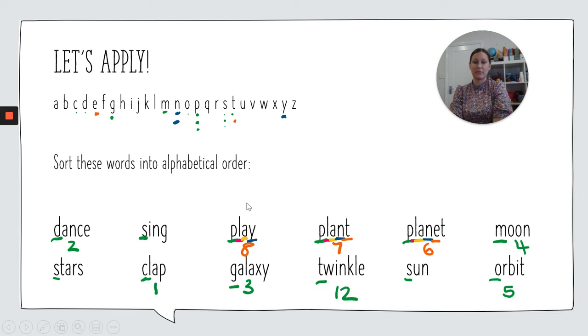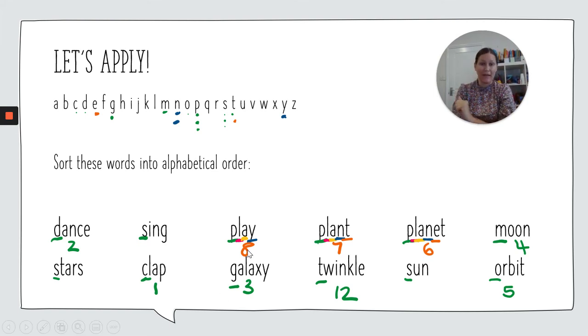Okay, now I'm going to look at these 3, my words starting with P: play, plant, and planet. I've done the second letter in red, L, L, L, all the same. Third letter in yellow, A, all the same. Fourth letter in blue, Y, N, N. So I've decided to put my N's and my Y's down. I can see that Y is after N, so that means that P-L-A-Y is going to be the last of those. Remember, we were looking at whether they would be number 6, 7, or 8. So I know play is going to come last.